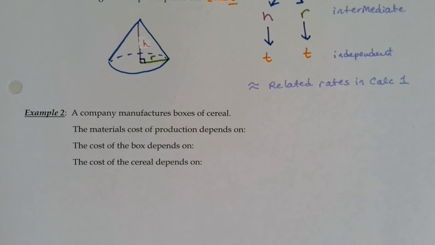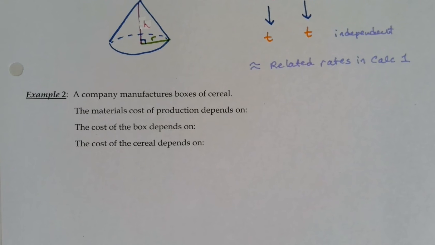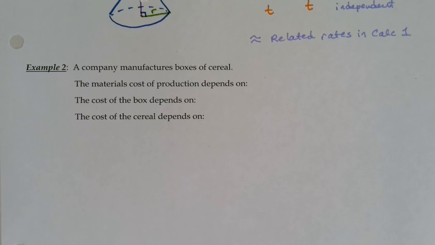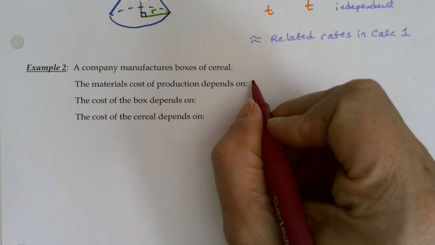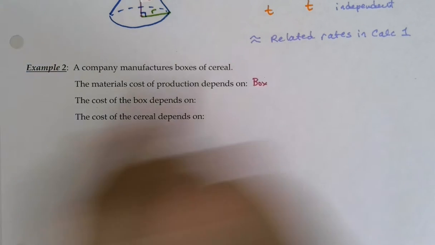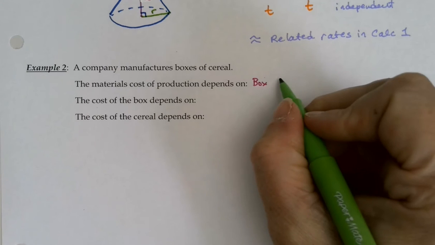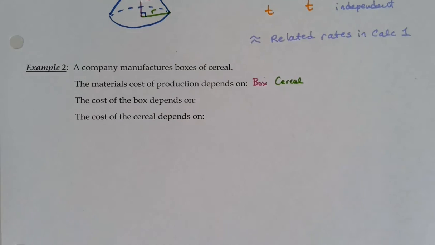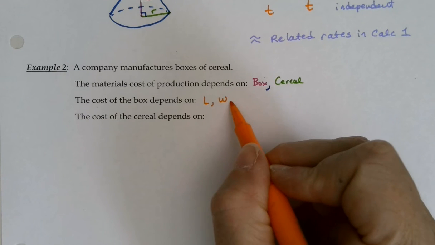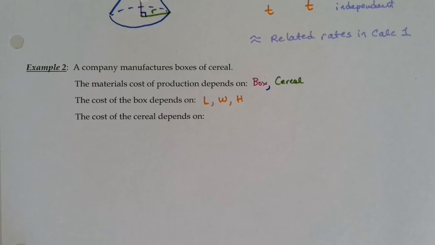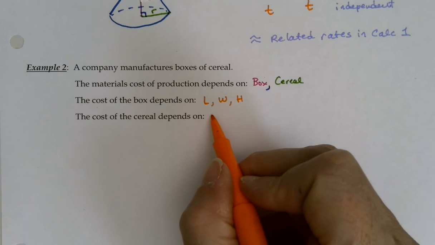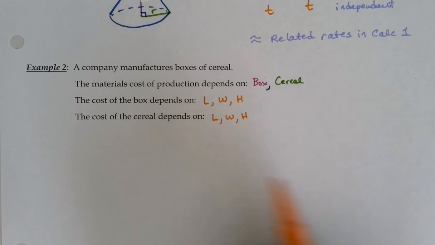So we have a company that manufactures boxes of cereal. The material cost of production depends on two things. It depends on the cost of the box, so box, and the cost of the cereal. Okay, but the cost of the box depends upon the length, the width, and the height, right? So length, width, height of your box. But so does the cereal, because how much cereal you're going to put into this box depends on the length, width, and height of that also.